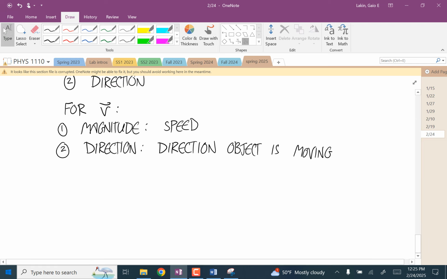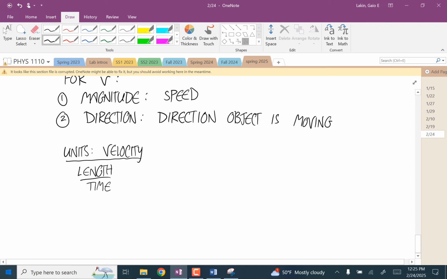So very often in problems, you're going to be given velocity information as a speed and as a direction. And I'll talk about how to combine those to come up with components for doing the problem. The units for velocity are always units of length divided by units of time. And so that means that the SI units are meters per second.